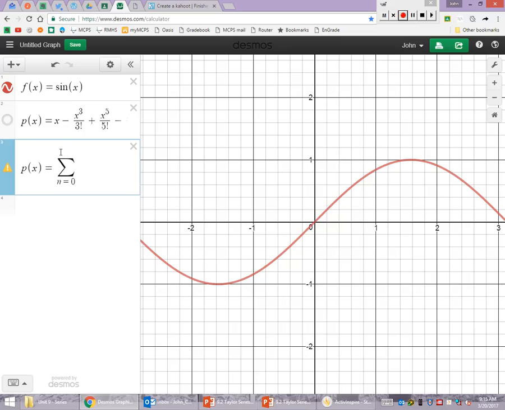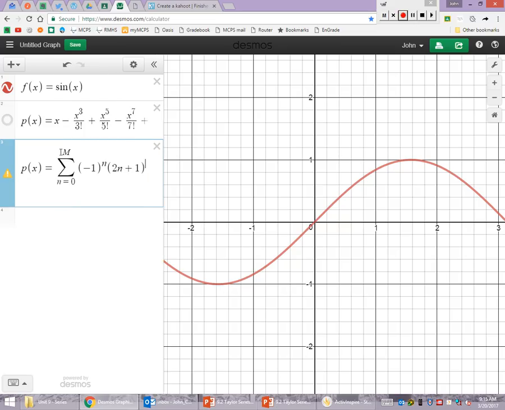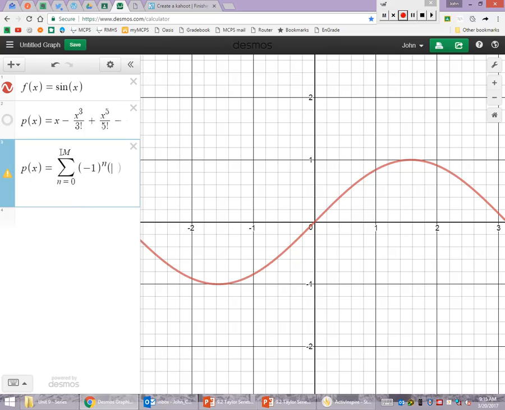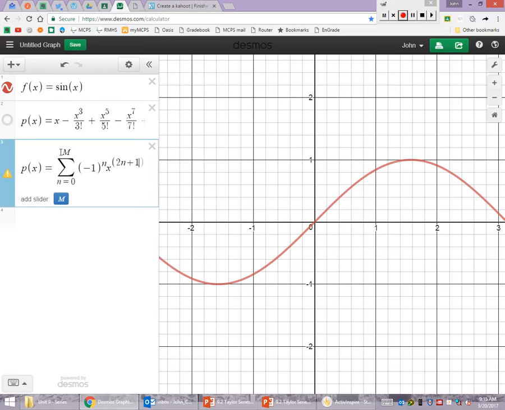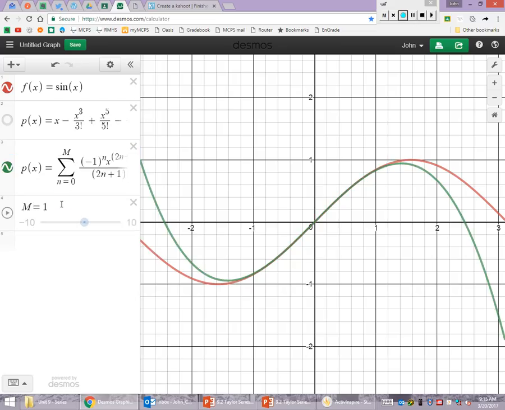From what do we say? From 0 to, let's make it m. Okay. What was it? Negative 1 to the n times x to the 2n plus 1 over 2n plus 1 factorial. And then it's like, what's m? I don't know. Make it something. Let's make n be 0 and, I don't know, we don't want to get too carried away. Yeah, 1,000. Okay.